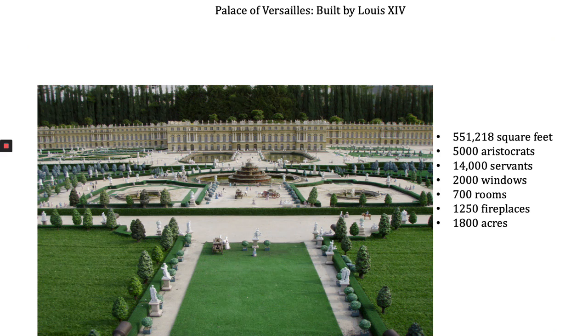And so this is the Palace of Versailles. It's just extremely huge, right? 551,000 square feet. It is immense, and you compare that, right? Most average homes in the U.S. are about 2,000, 2,500, maybe 3,000 square feet. Some are a little bit bigger, but I mean that's a lot of houses that you can fit within this one palace.